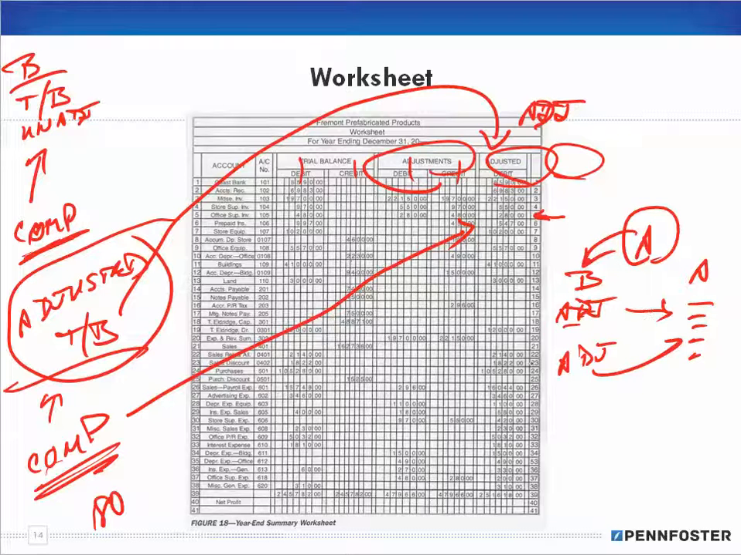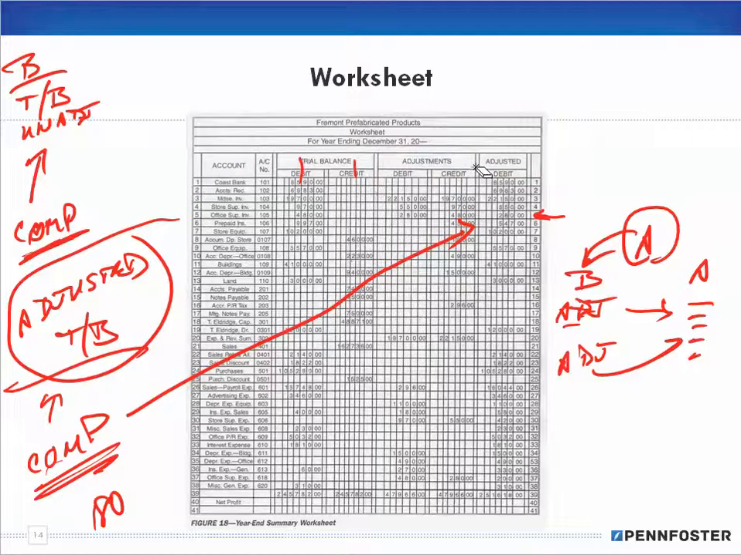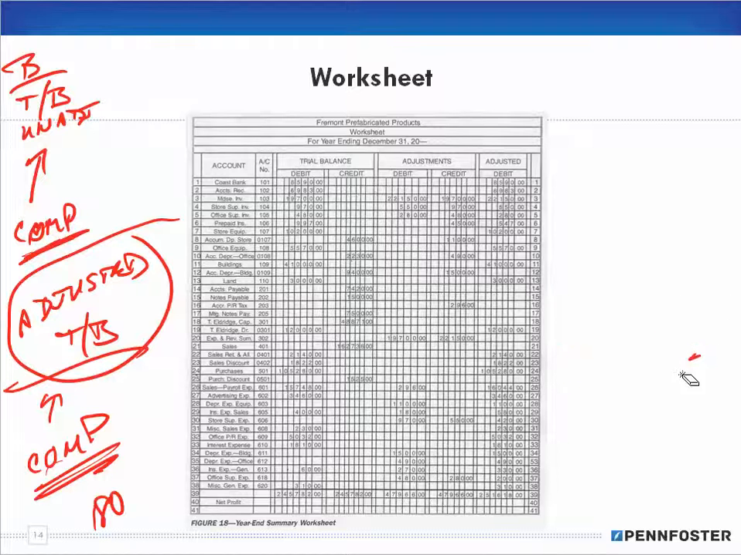And if there's still a mistake, the mistake needs to be corrected until the accountant is absolutely satisfied with the figures that are in the computer system with what he has on the worksheet. Okay.